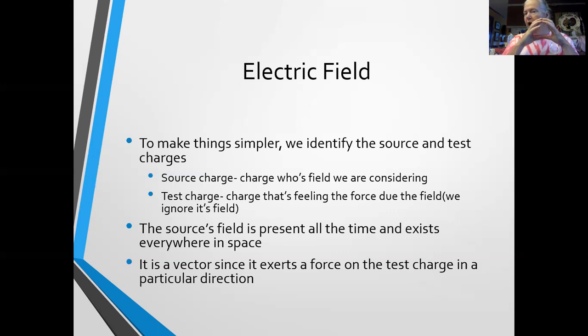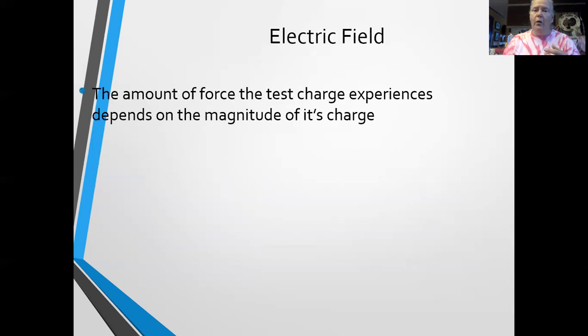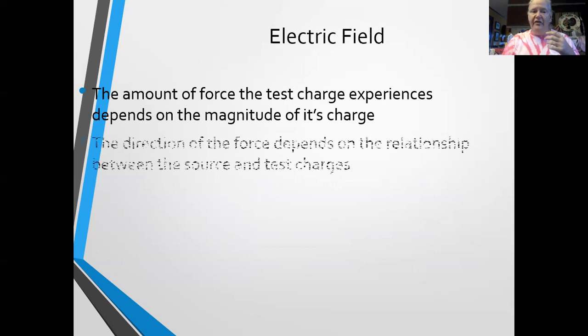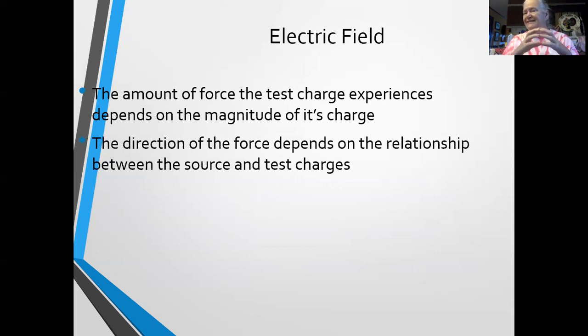Now, the electric field is a vector, okay? It points outward or it points inward. So we have to figure out which way it's pointing so we know how it affects the test charge. So how much force is going to depend on two things. The first thing is, how big is the test charge? What is its magnitude? The other thing is it's going to depend on its sign. The direction of the force is going to depend on the relationship between the sign of the charge and the direction of the field. The amount of the force is going to depend on the magnitude of the charge.